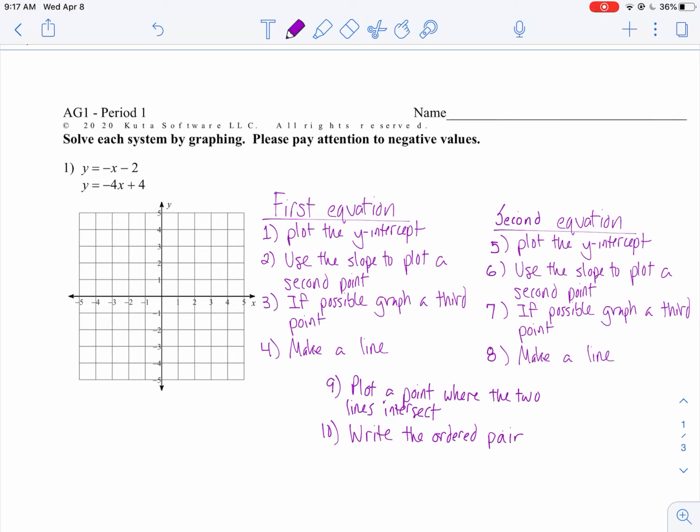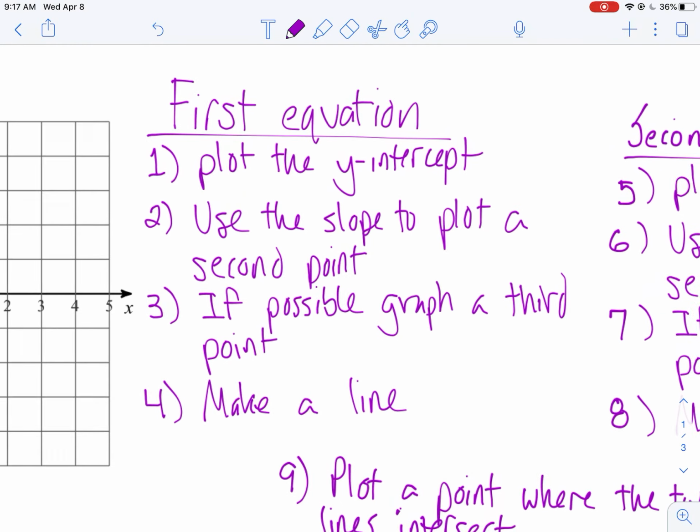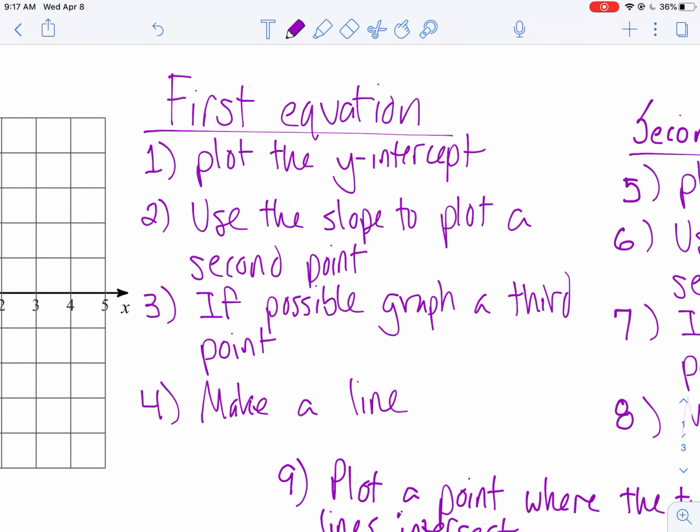Alright, we're going to walk you through the first problem in our assignment today. Now we're going to be solving each system by graphing again. You notice I have the steps off to the side here.